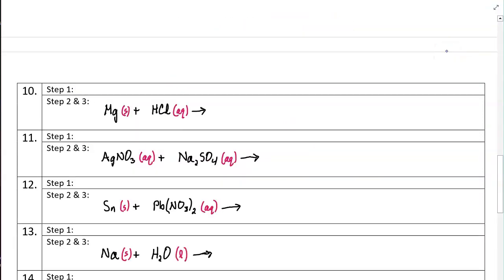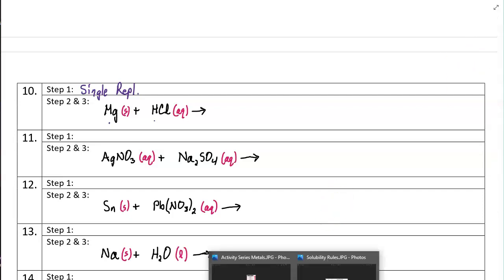Number 10, I've written down the reactants. We have an element and a compound. This has the format of single replacement. For single replacement to happen, this element has to be higher on the chart than the cation that's in that compound. Mg has to be higher than hydrogen on the activity series.